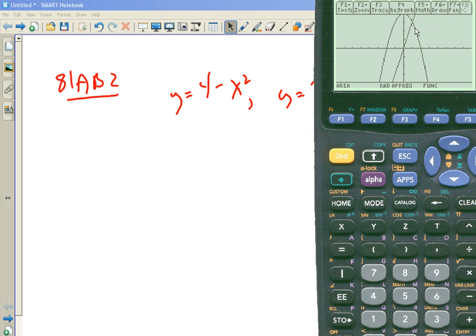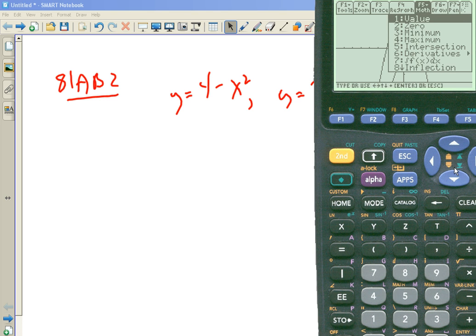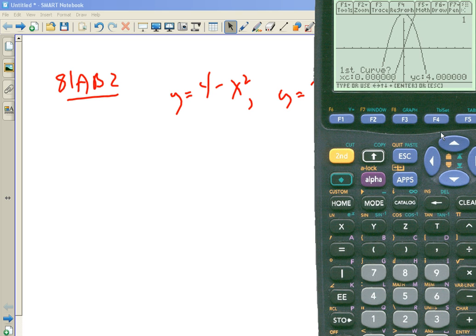Do an F5 intersect. Just for fun, let's do it. F5 intersect. And then the first curve is the parabola. There it is. So hit enter. The second curve is the line. There's only 2 curves, it doesn't matter which is which. And the lower bound is somewhere to the left of the intercept in x. So how about there? And somewhere after. And we get 1. Ta-da, but we knew that.